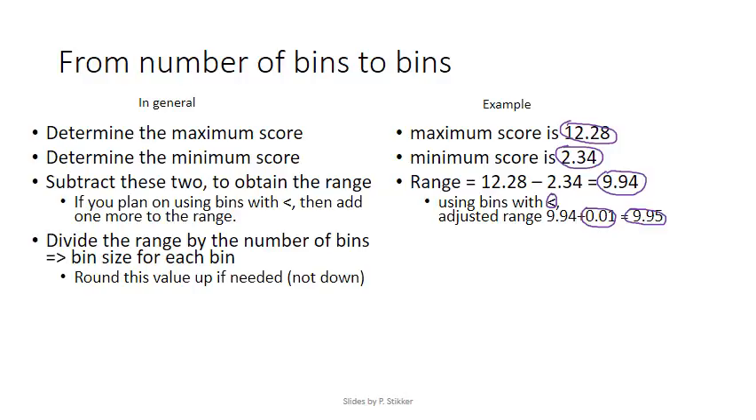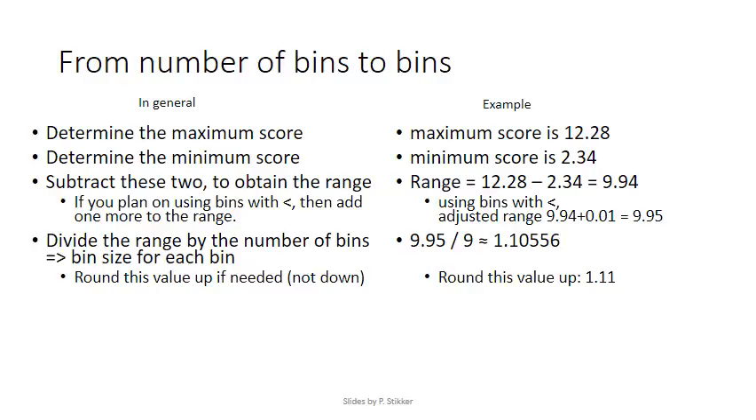Then divide this range by the number of bins. From Sturges' rule, we saw that for 150 we need 9 bins. So 9.95 divided by 9 is roughly 1.10556, which therefore gets rounded up. The 556 gets rounded up, but even if it was 446, I would round it up to 1.11.